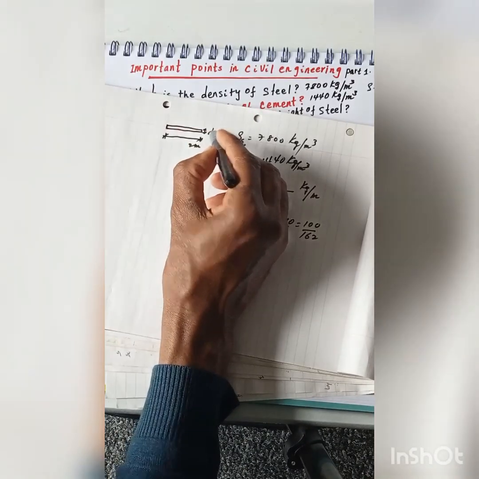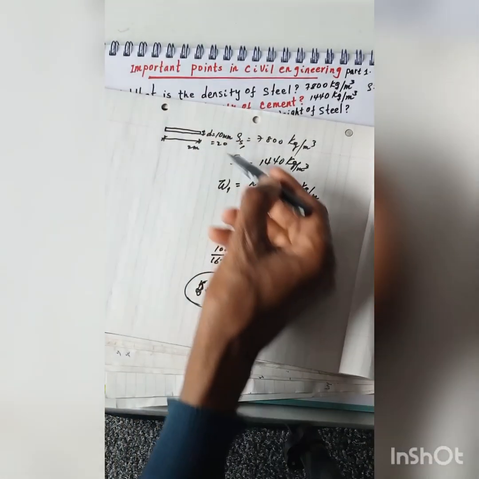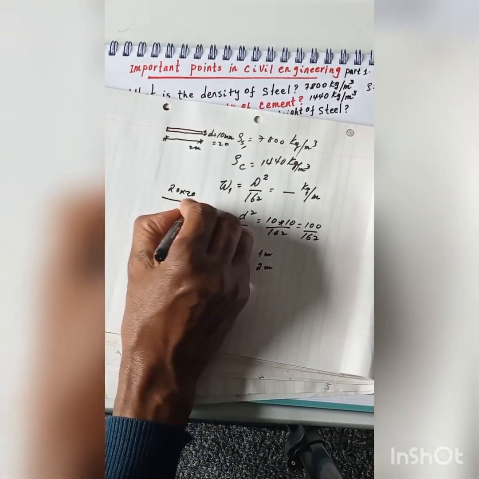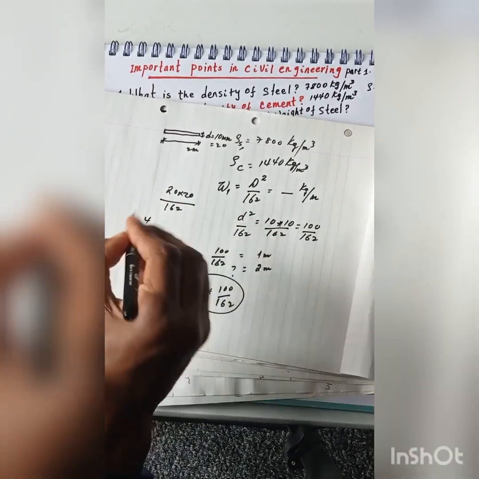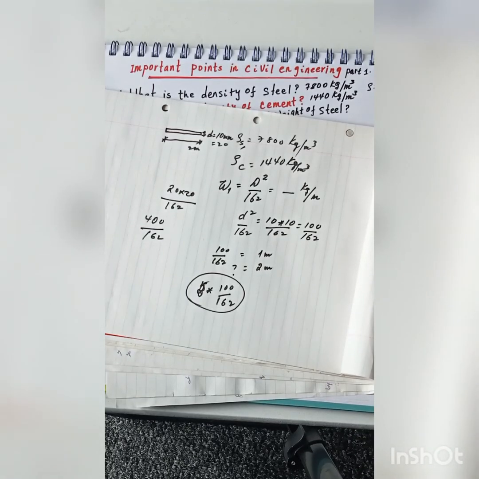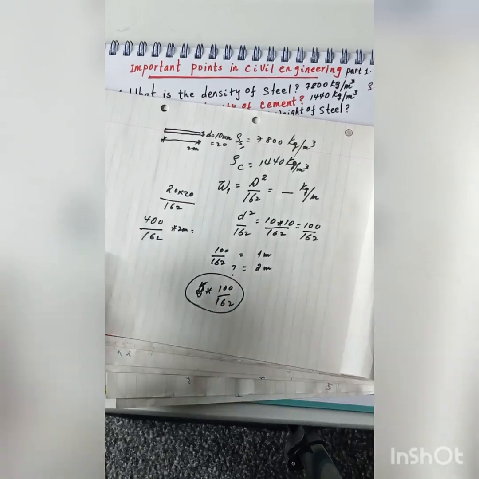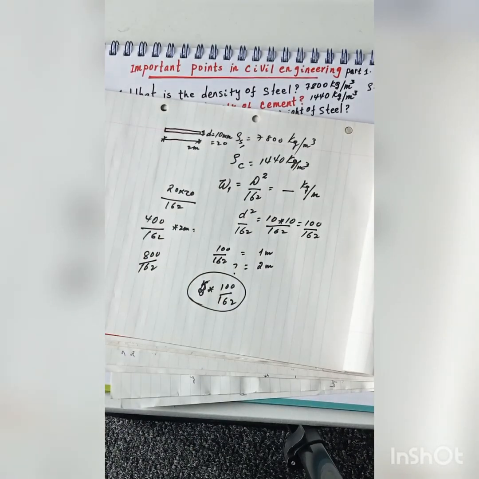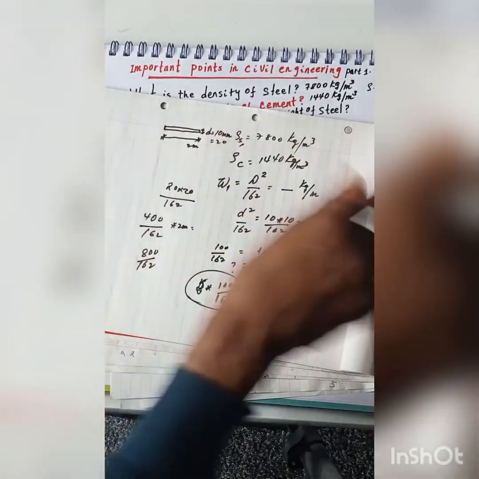If the diameter of this one is 20, for instance, then we need to change the numeral here. 20 times 20 over 162. 20 times 20 is 400 over 162. Then it's 2 meters, so multiply by 2 meters. It will be 800 over 162. Do this one as a decimal, then it will be simple.